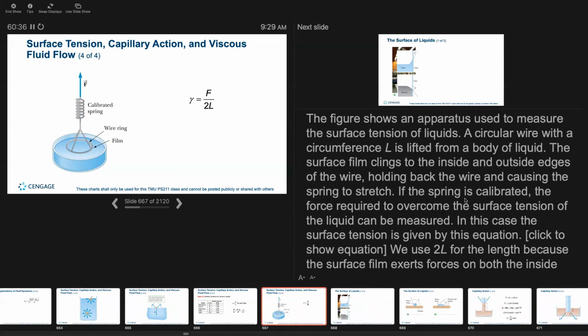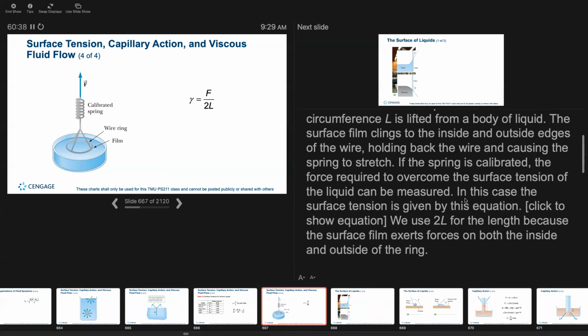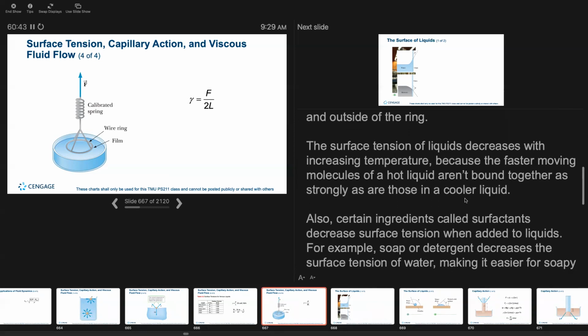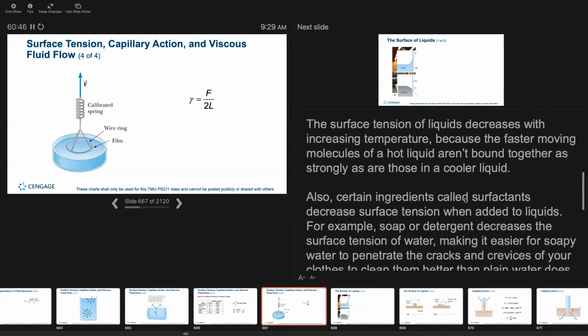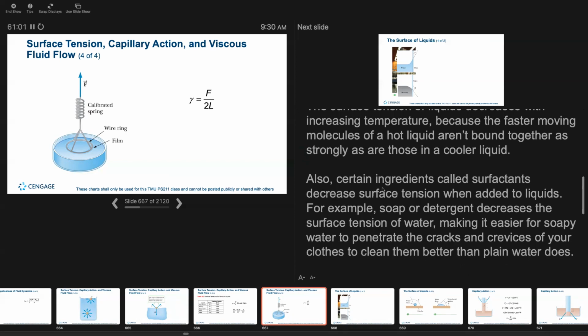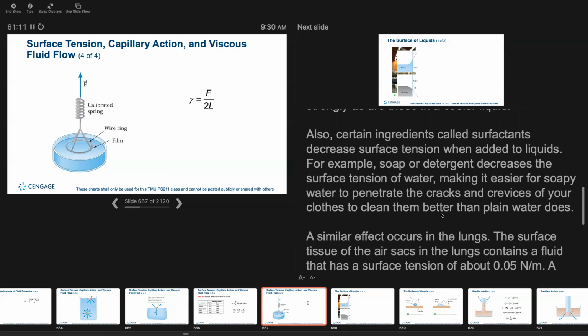We use 2L for the length because the surface film exerts the force on both the inside and the outside of the ring. The surface tension of a liquid decreases with increasing temperature because the faster moving molecules of a hot liquid aren't bound together as strongly as those in a cooler liquid. Also, certain ingredients called surfactants decrease surface tension when added to a liquid. For example, soap or detergent decreases the surface tension of water, making it easier for soapy water to penetrate the cracks and crevices of your clothes to clean them better than plain water does.